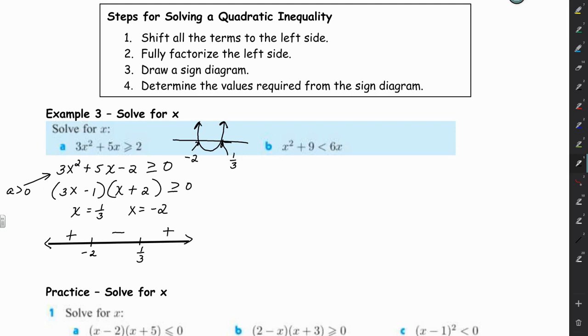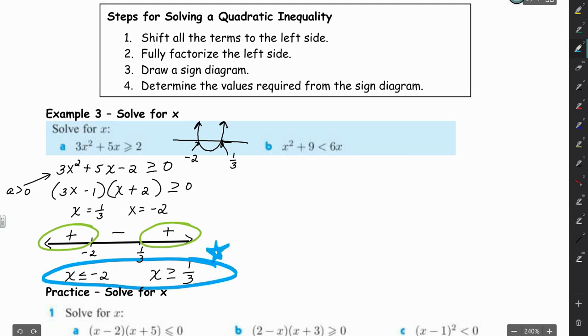What we're trying to do is find values of the quadratic that are greater than or equal to 0. So where is this quadratic greater than or equal to 0? That's wherever it's positive, wherever it's above the x-axis. So the solution for this would be wherever x is less than or equal to -2, or where x is greater than or equal to 1/3. That's our final answer. That's our solution. So let's circle that.